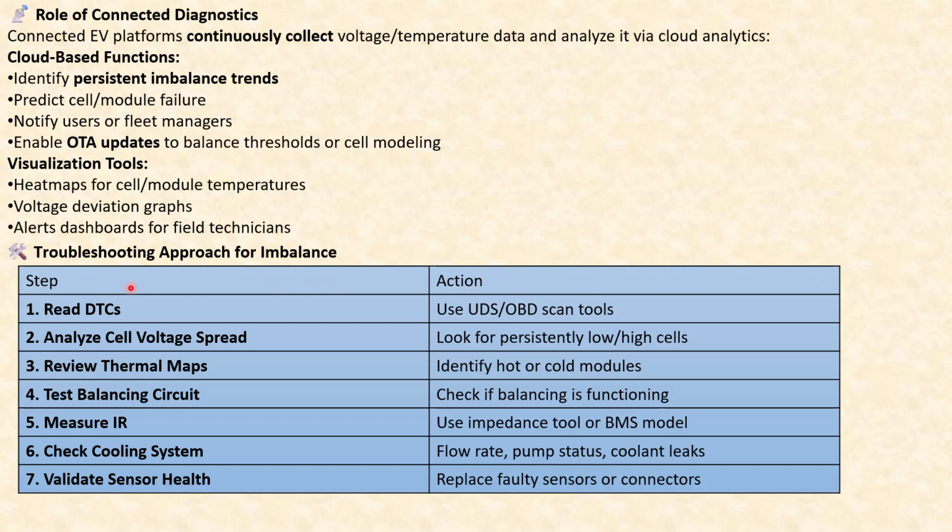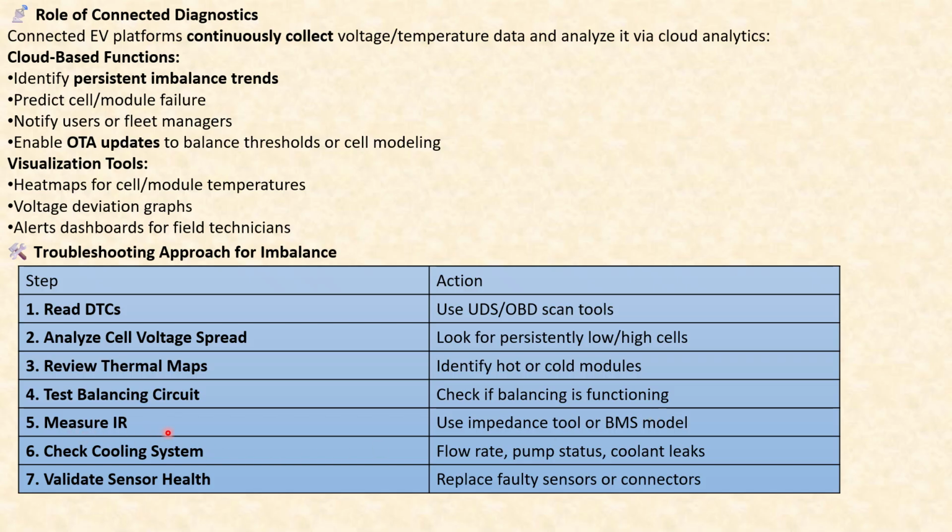Okay, so to summarize, the troubleshooting approach for imbalance. The first step is to read the DTCs, and the corresponding action is to use UDS or OBD scan tools. Now talking about analyzing cell voltage spread, look for persistently low or high cells. Now review thermal maps to identify hot or cold modules, and coming to test balancing circuit, the corresponding action is to check if balancing is functioning.